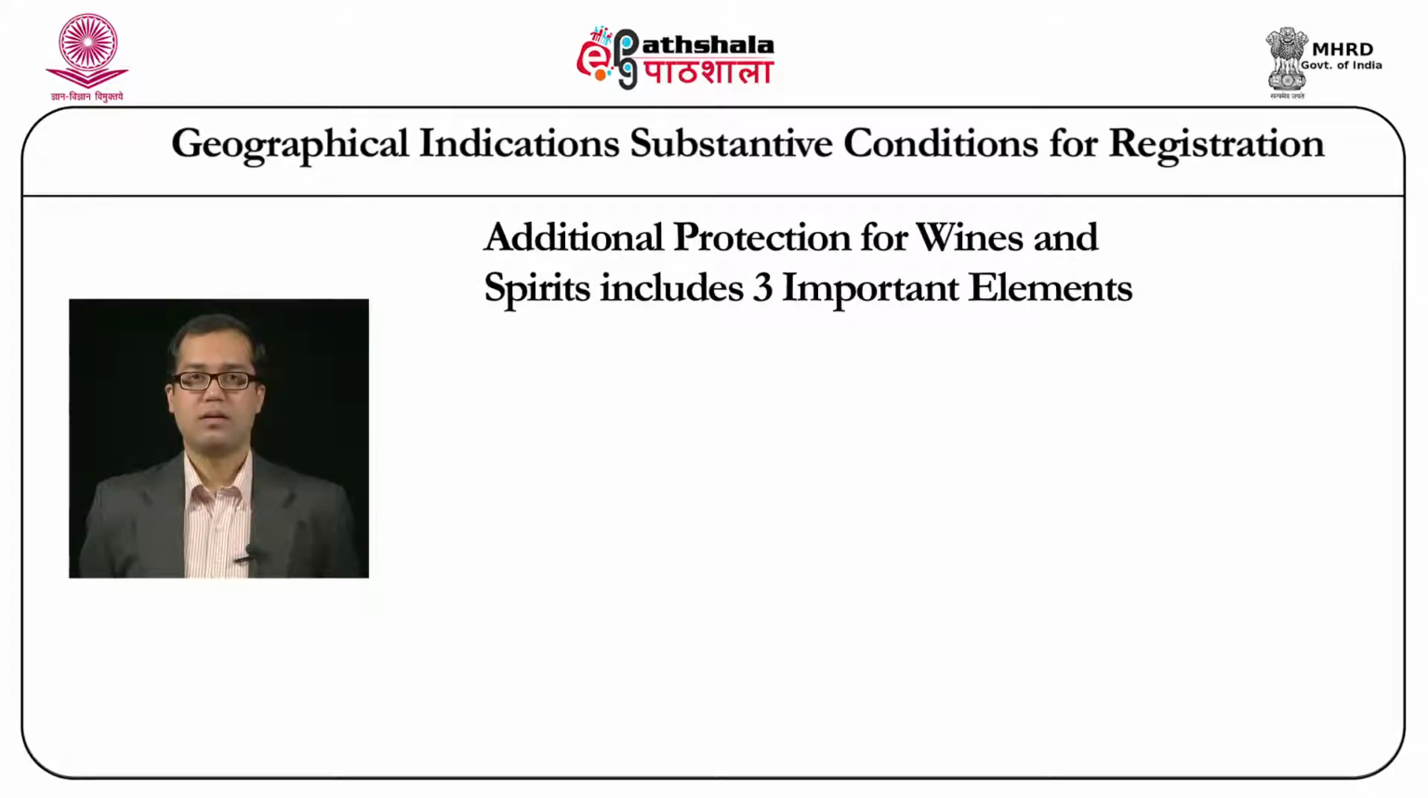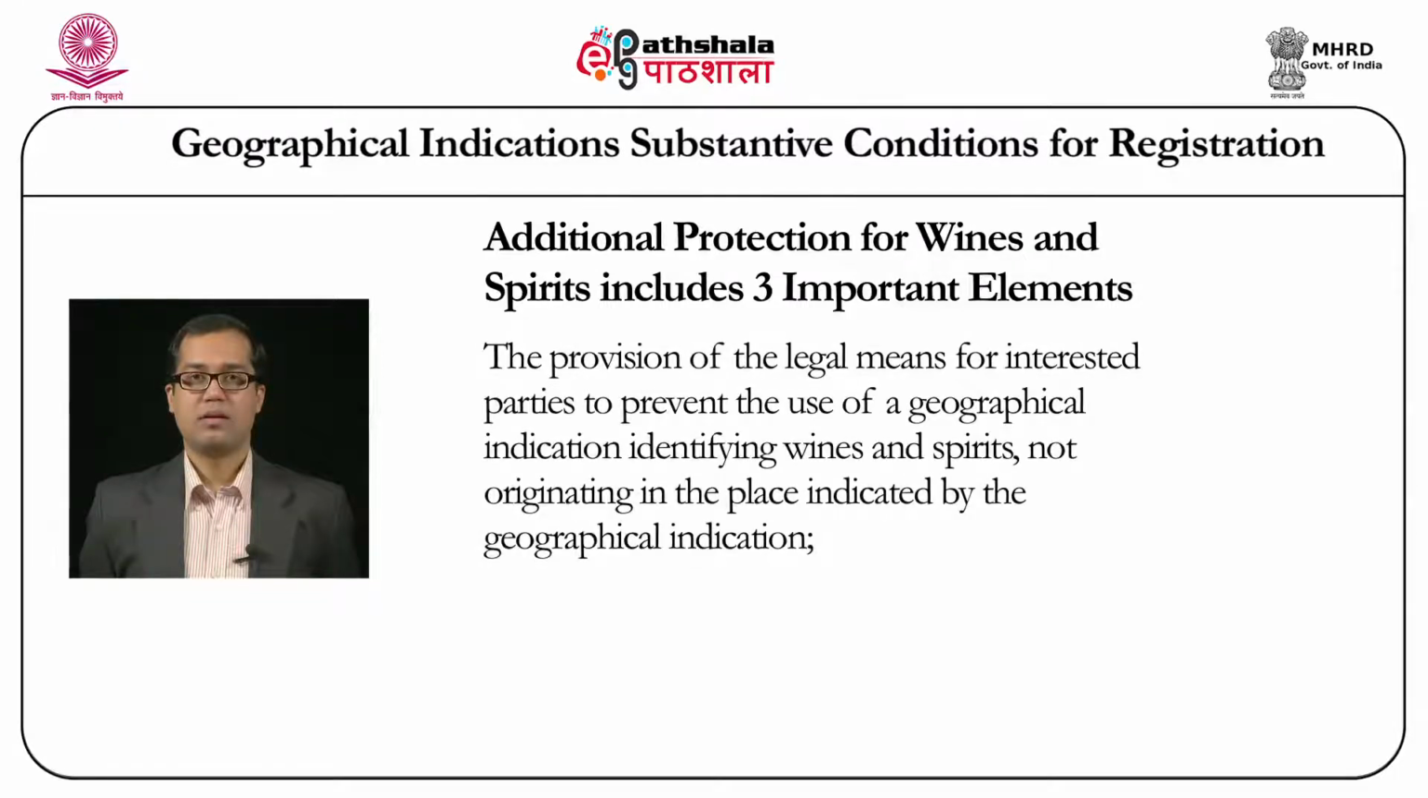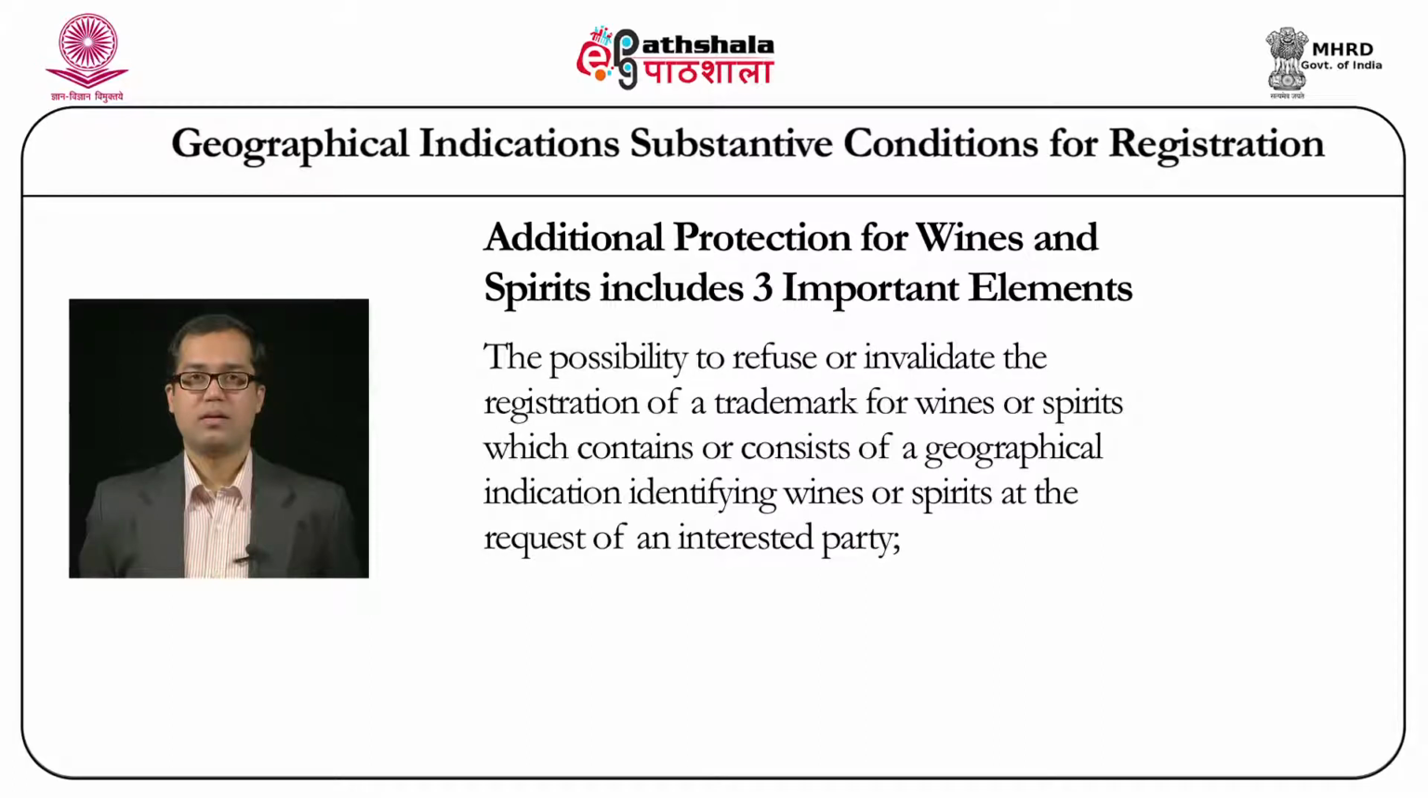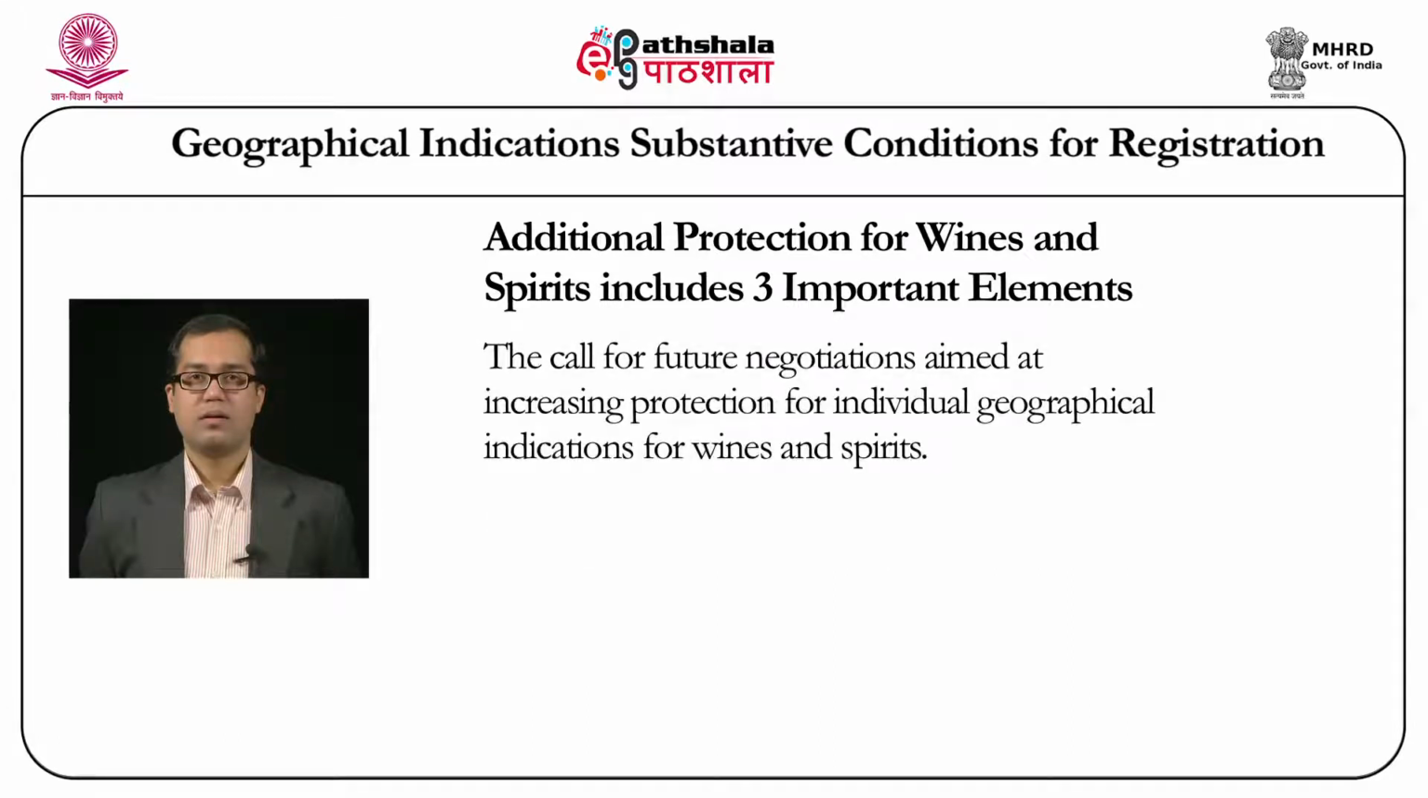The additional protection for both wines and spirits includes three elements: the provision of the legal means for interested parties to prevent the use of a geographical indication identifying wines and spirits not originating in the place indicated by the geographical indication; the possibility to refuse or invalidate the registration of a trademark for wines or spirits which contains or consists of a geographical indication identifying wines or spirits at the request of an interested party. And last, the call for future negotiations aimed at increasing protection for individual geographical indications for wines and spirits.